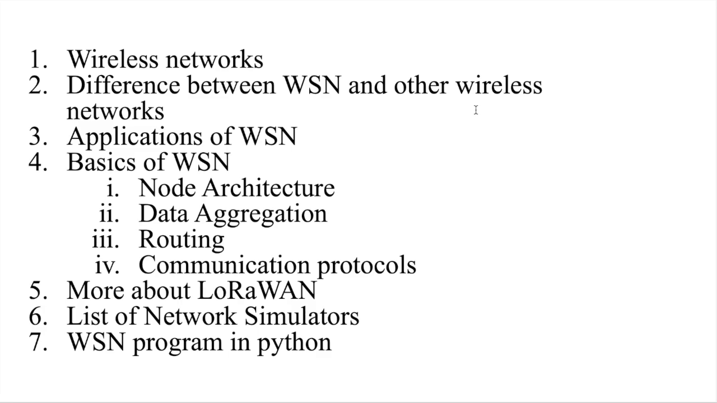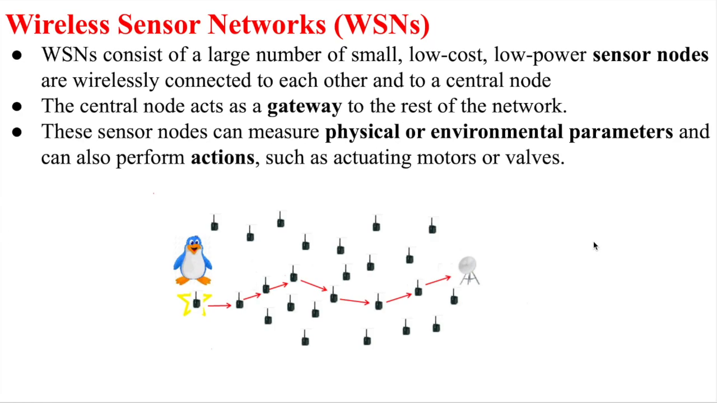We also cover the applications of the wireless sensor network. So these three we can say create some background in wireless sensor networks. Then we cover the basics or the components of the wireless sensor network: node architecture, data aggregation, routing and communication protocols. Especially we cover much about the LoRaWAN protocols, and we also see a list of network simulators, and finally we come to one Python program for the wireless sensor network.